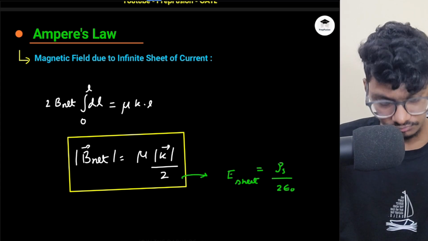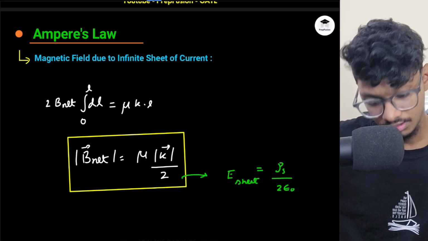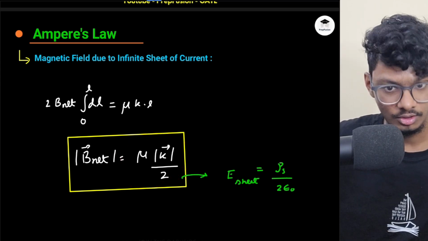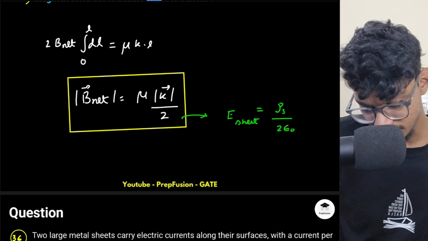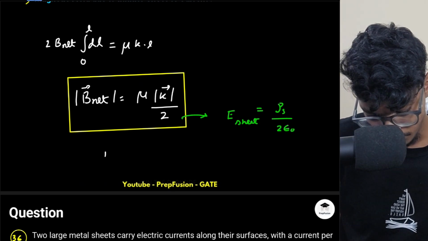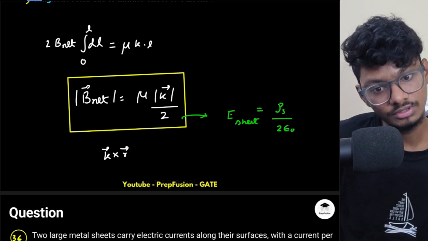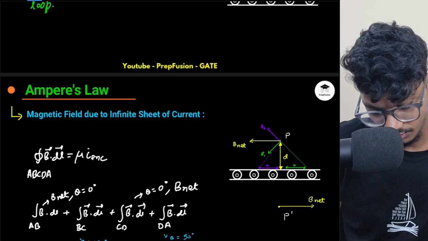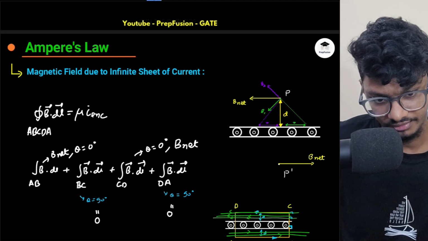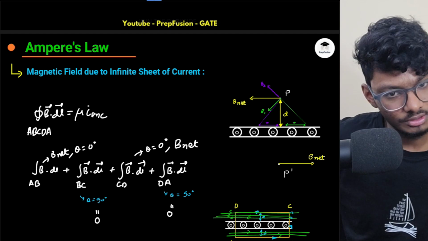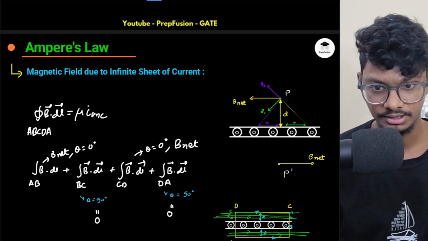Now how do you identify the direction of the magnetic field? What you can do is simply take the K cross R vector, right? That will give you the direction. So what is the R vector? R vector is this, right, pointing outwards from this plane. That will give you the direction. So yeah, you can understand the direction will be here, left. Just simply do the cross product and that will give you the direction.